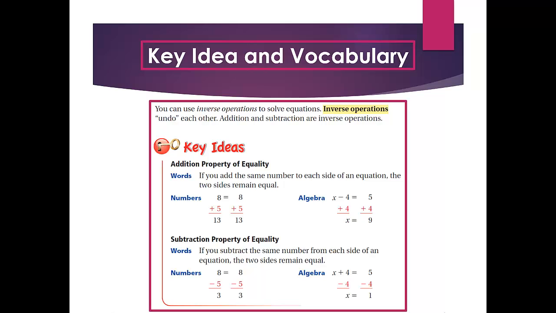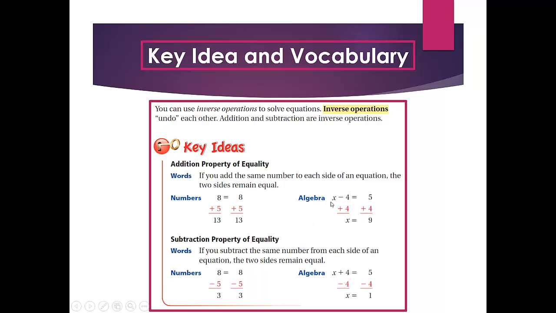Now we'll look at another key idea and some vocabulary. You can use inverse operations to solve equations. Inverse operations undo each other. Addition and subtraction are inverse operations. The addition property of equality tells us if you add the same number to each side of an equation, the two sides remain equal. So if you look, we have 8 equals 8. If we want to add 5 to each side, we're going to get that 13 equals 13, and that is a true statement.